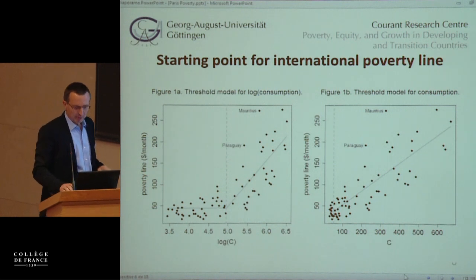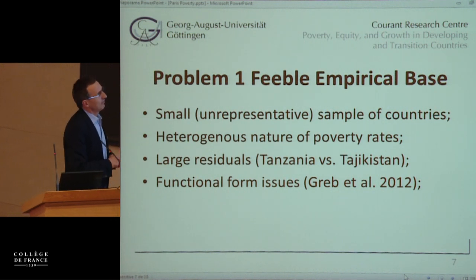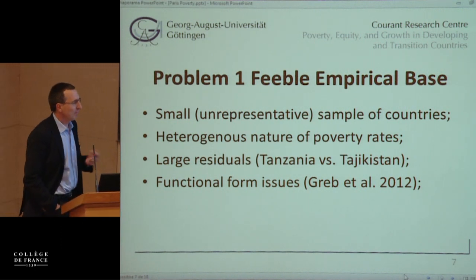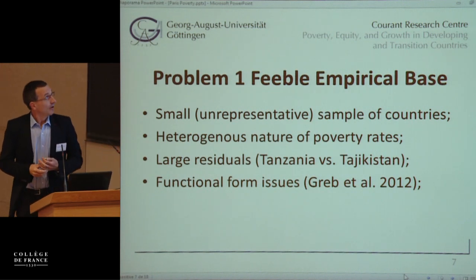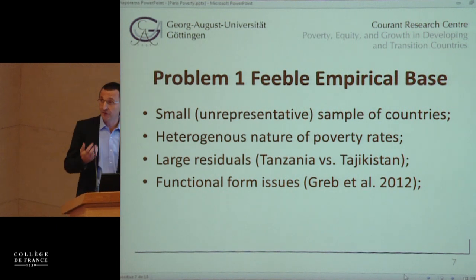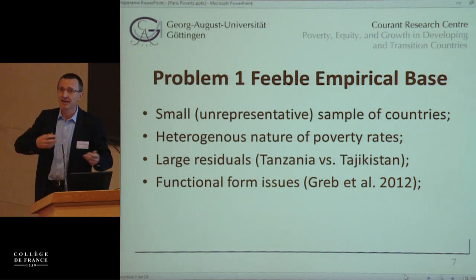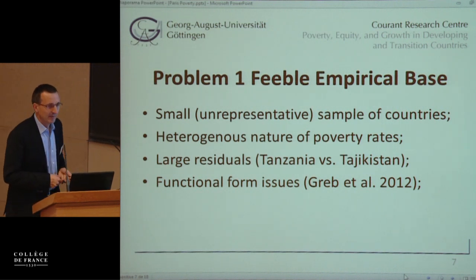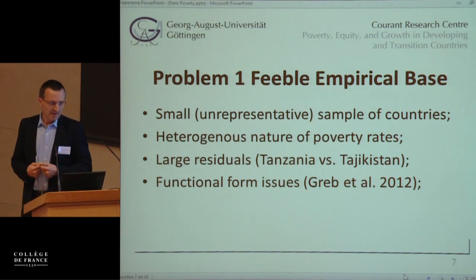Okay, so there are a bunch of problems, however, with this. Problem number one, of course, is a rather feeble empirical base of this assessment. First, we have a fairly small and unrepresentative sample of countries, 74 countries, which were just chosen by having a poverty line that one could find. That sample has shifted over time with big implications on the poverty line.